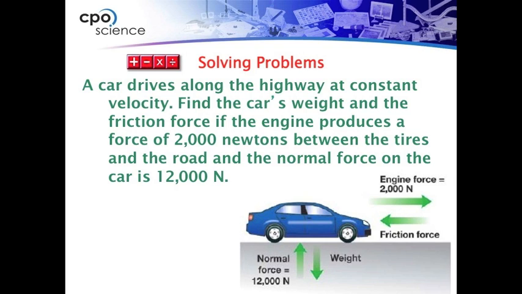I want to finish up the video with a quick problem I'd like you to do in your notes. See if you can figure it out. A car drives along the highway at a constant velocity. That's important. Find the car's weight and the friction force. If the engine produces a force of 2,000 newtons, so to the right, between the tires and the road, and the normal force, which we'll talk about in class, but for now it's opposite of weight, is 12,000 newtons. Pause the video and give it a try.